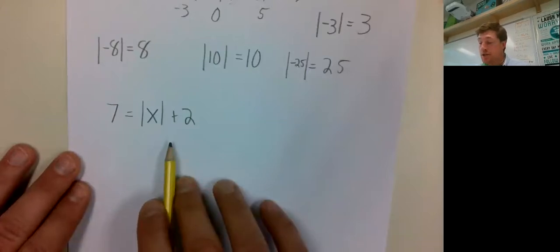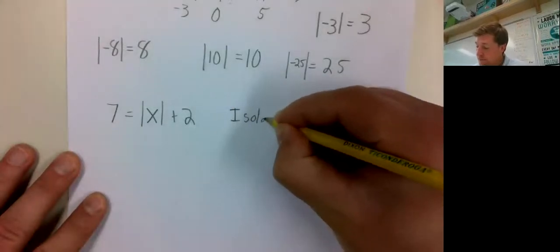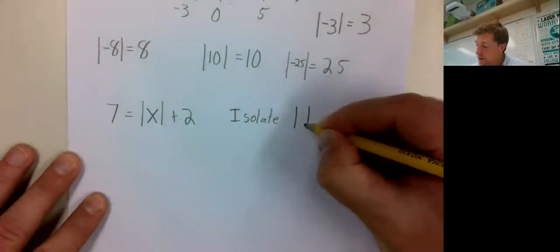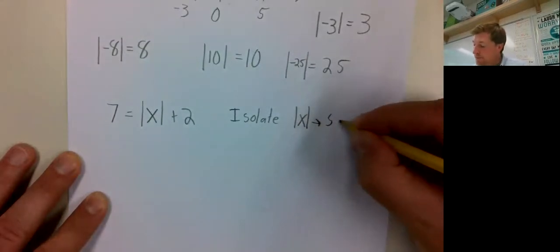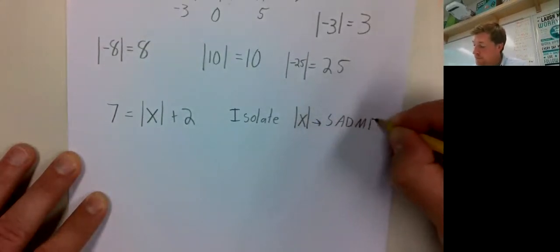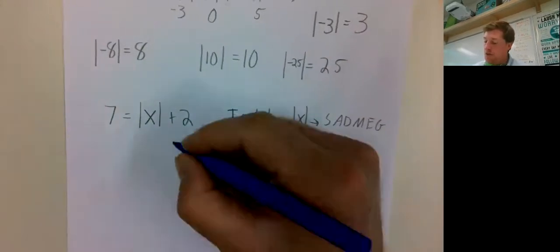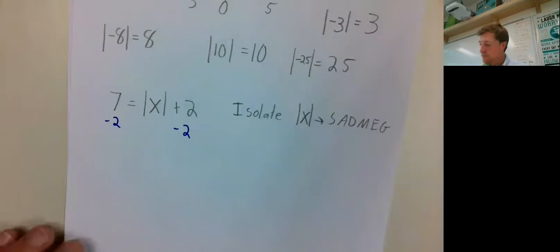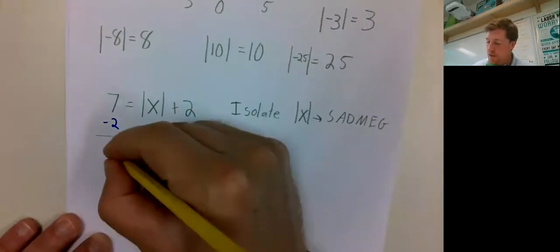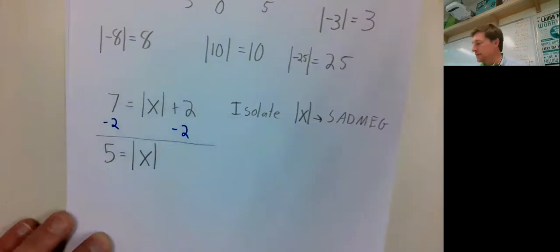And when it comes to absolute value, there's actually going to be 2 different solutions. So the first thing we need to do is isolate x, really x in the bars, and we're going to do that using SADMAG. So I'm going to take that 2 away, -2, -2. And I'm left with 5 equals the absolute value of x.